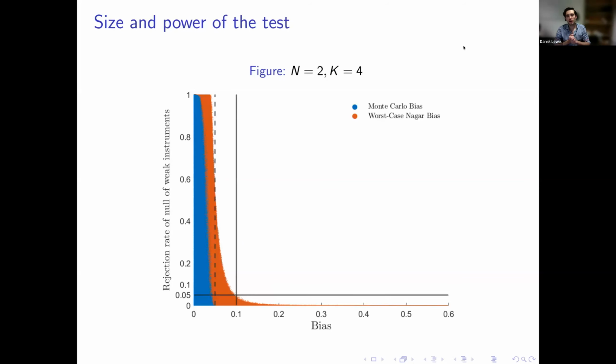So first, let's look at the size and power of the test. This is going to be a little bit of a different plot than many people are used to looking at, so I just want to explain what's going on here. We've got 5 million DGPs. For each DGP, you can compute a power curve.